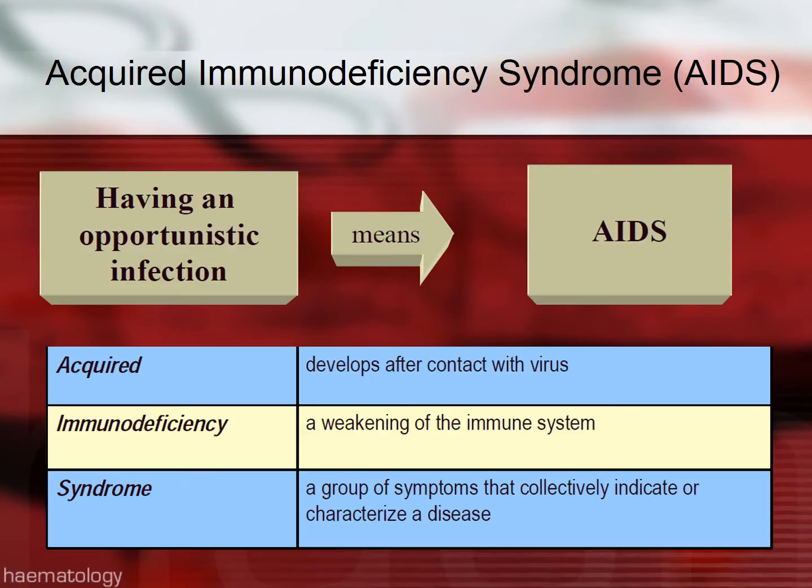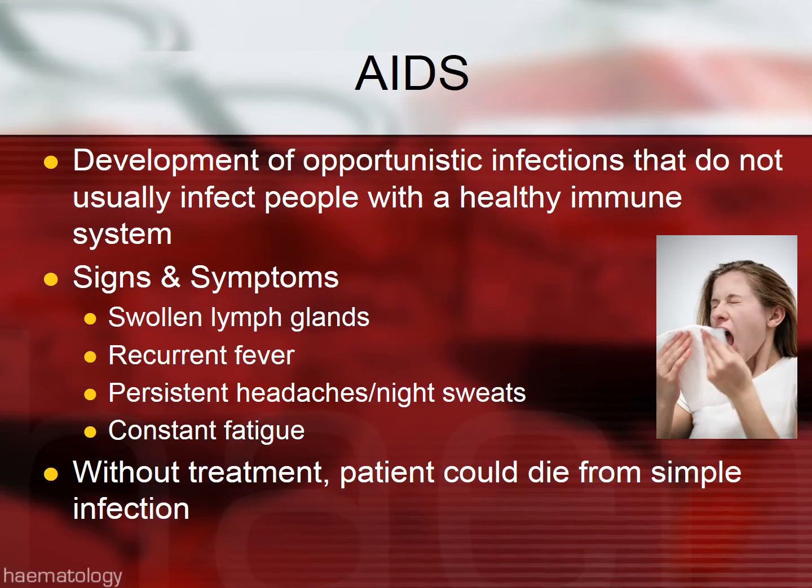Now, when you look at AIDS, it stands for acquired immunodeficiency syndrome, and it is an opportunistic infection. It develops after contact with the virus, and it weakens the immune system, and then it is placed in the category of a syndrome. AIDS, as yet, doesn't normally affect people with healthy immune systems. It affects the immune compromised, and that's when you're getting into the HIV people.